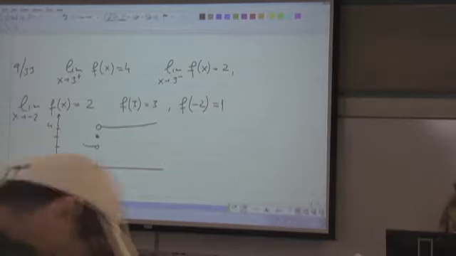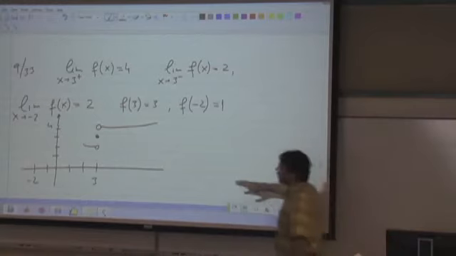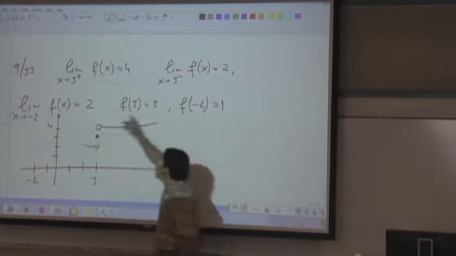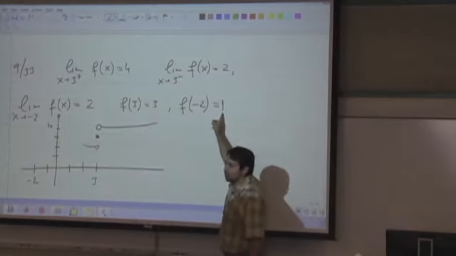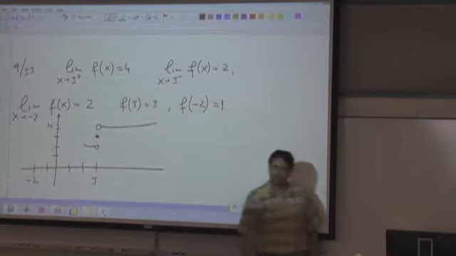Now let's switch back to minus 2. It says the limit as x goes to minus 2 is equal to 2, which should tell us that the limit exists, right? What else do we know? F of minus 2 is equal to 1, which means we have a hole at negative 2, right?